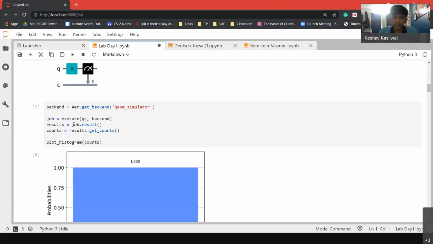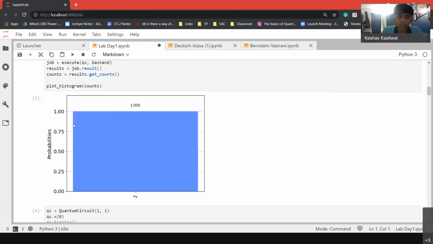Next, we want to have the counts, as in result.get_counts. We need those counts in order to interpret that result. We have the result, and we should get a number out of it, as in how many times does this outcome occur. That is what the counts do, and then we plot a histogram.